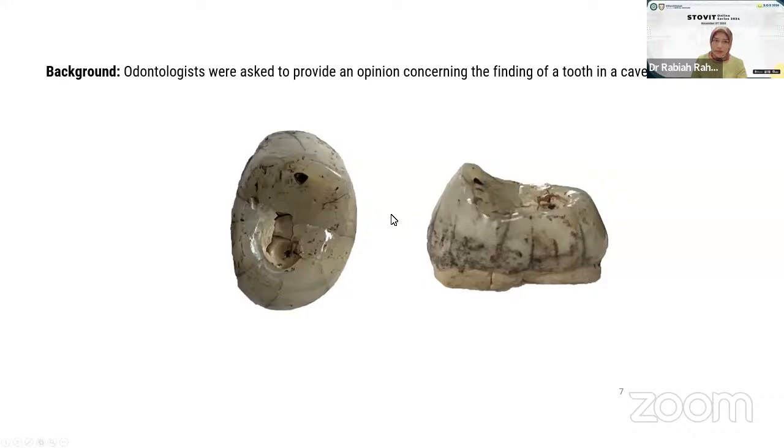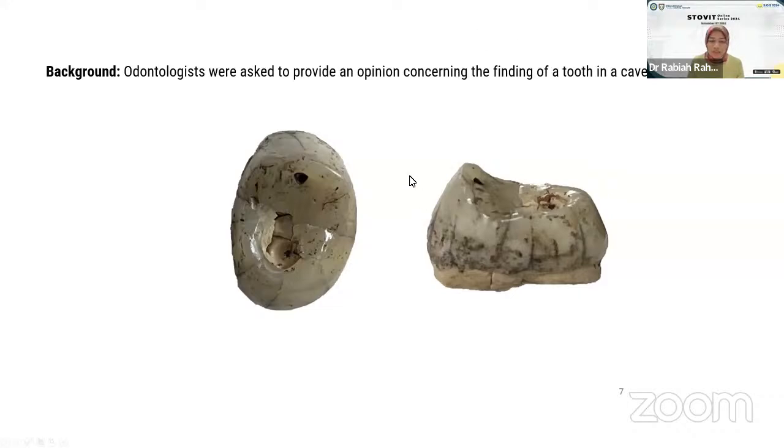Where odontologists were asked to provide opinion concerning the finding of a tooth in a cave. So this tooth has been found in a cave in Malaysia. For laymen or the public, they just see this as a tooth. They won't know whether this is a human or non-human tooth. So what they do, they will report to the police, and the police will report to the concerning authorities, and it will come to odontologists.